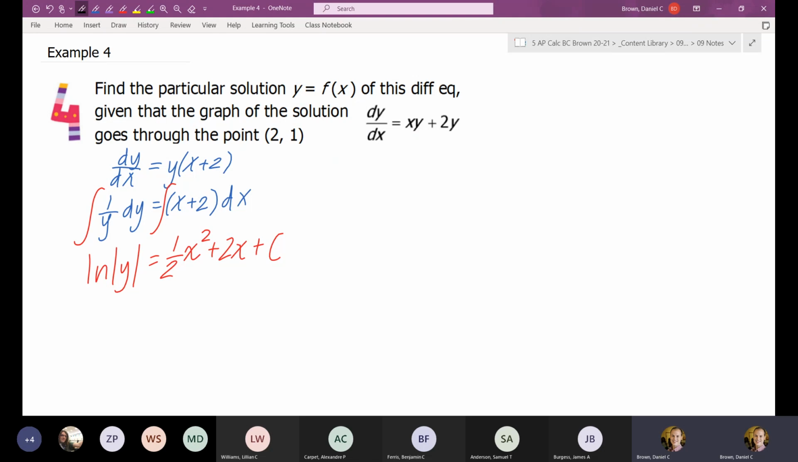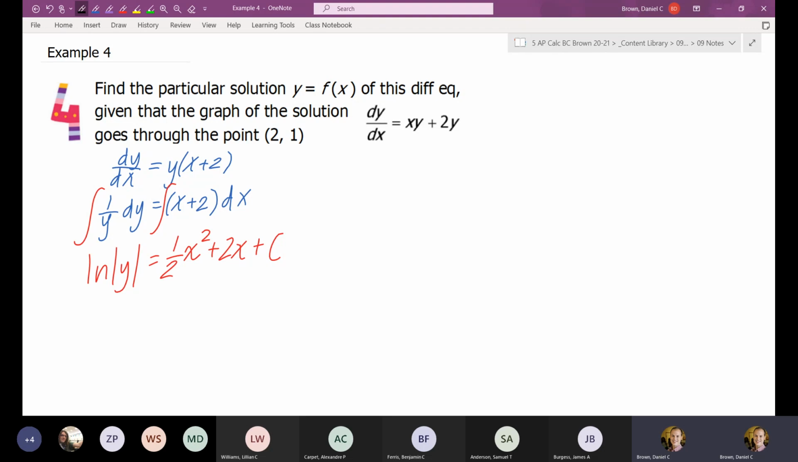So I'm going to multiply both sides by dx, and then divide both sides by y. So just be careful with your algebra. That does become 1 over y. Integrating 1 over y, that's going to give you the natural log of the absolute value of y, equal to 1/2 x squared plus 2x. And again, we only need to have 1 plus c.